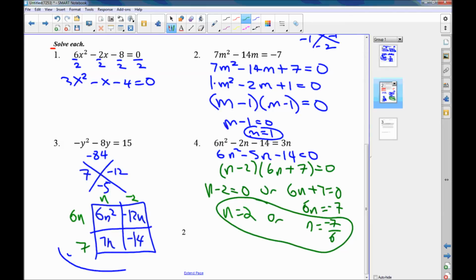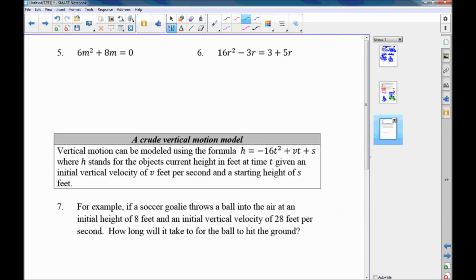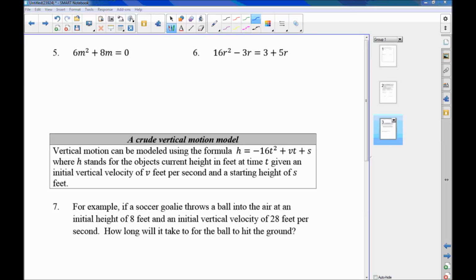Okay, that concludes our second page. Let's flip it over and see what we did on the back here. Okay, on our last page, we have two more problems. So first one is 6m squared plus 8m equals 0.